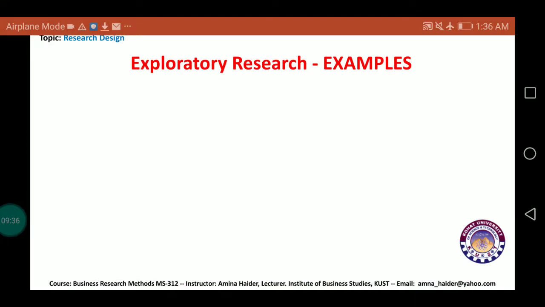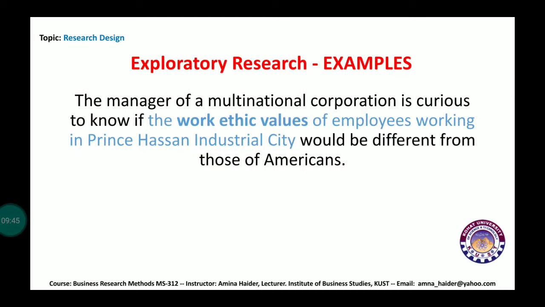Now we will go through an example of exploratory research to explain it in a better way. The manager of a multinational corporation is curious to know if the work ethic values of employees working in Prince Hassan Industrial City would be different from those of Americans. That city is a small city, and if no information about the ethical values of its workers is known, then you would only be able to conduct exploratory research for that. Similarly, if work ethical values may mean different things to people in different cultures, that would also mean that you are going to conduct exploratory research for that.